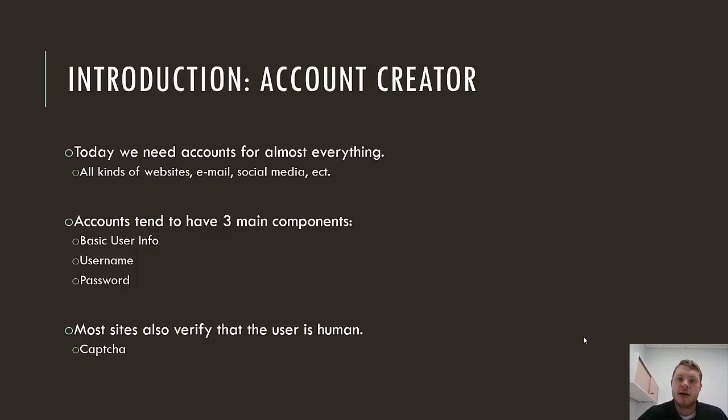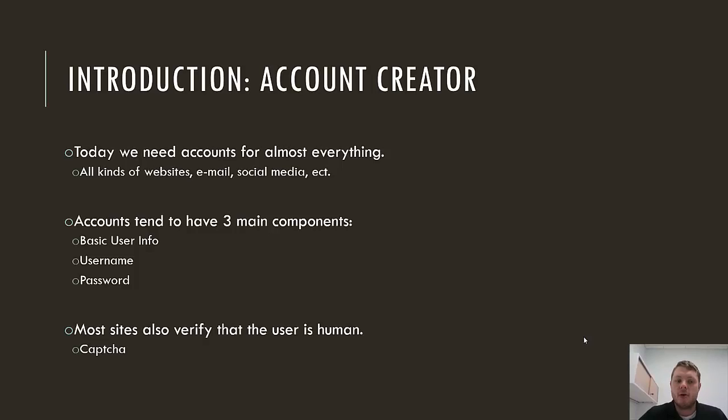Typically, these accounts have three main components. They're going to have some basic user info. For example, sales sites like Amazon may store home, shipping address, billing address, credit card information, things like that. Social media, for example, may have your interests, things you'd like to do, hobbies, information about career, education, things like that. Beyond the basic user info, a lot of these accounts are going to have a username and a password in order to access the account.